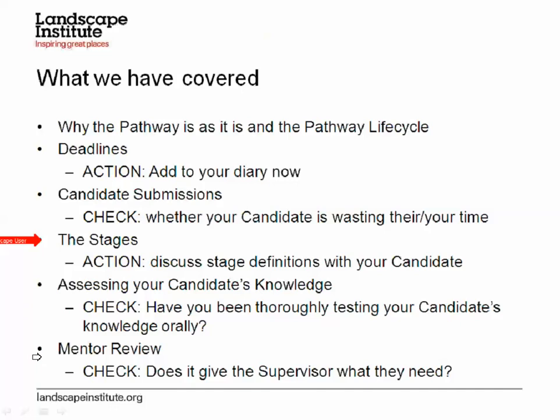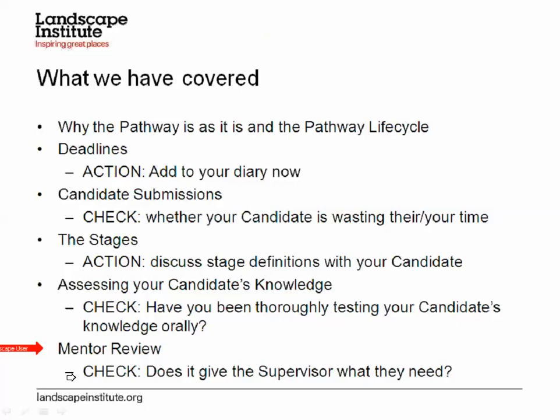We talked about the stage definitions, 0, 1, 2, 3, 4. Remember that 4 is extremely unlikely, and it's 2 and 3 that you need to focus on. We've talked about assessing your candidate's knowledge and how you need to be doing that orally. Really important, that, can't emphasize it enough. And lastly, we talked about the mentor review, what the supervisors need to see from it, and also we talked a little bit about the exam as well, just to finish off there.